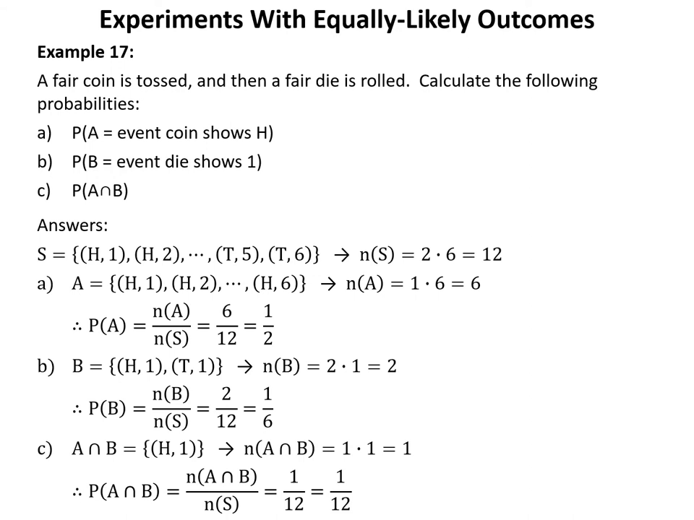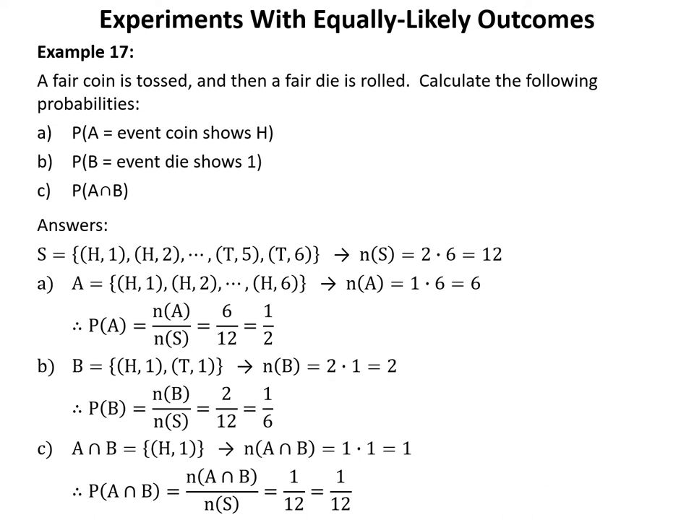In example 17, a fair coin is tossed and then a fair die is rolled, and we're asked to calculate the following probabilities. In part A, we're asked to find the probability of event A, which is the event that the coin shows heads. In part B, we're asked to find the probability of event B, which is the event that the die shows 1. And in part C, we're asked to find the probability of the intersection of those two events.